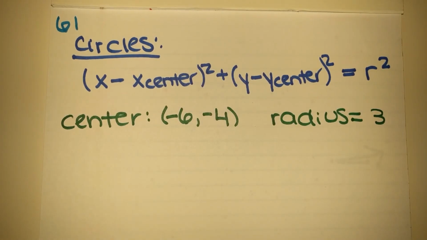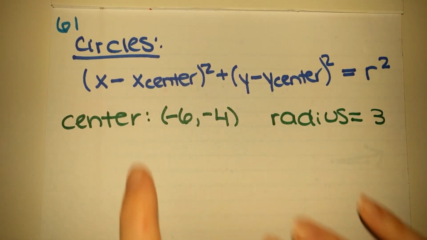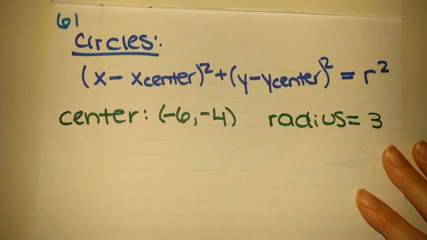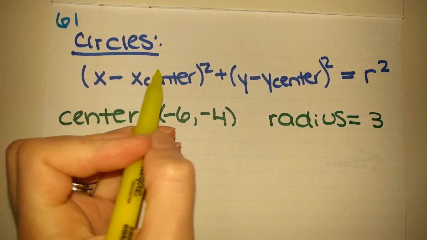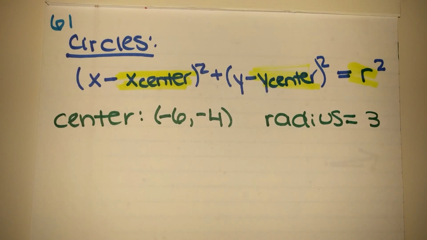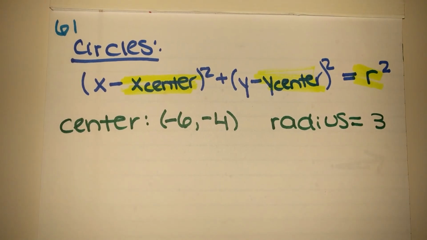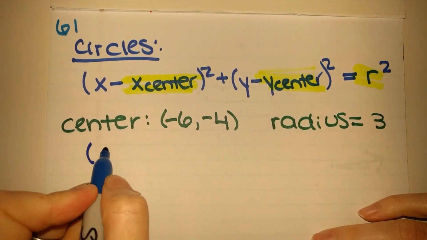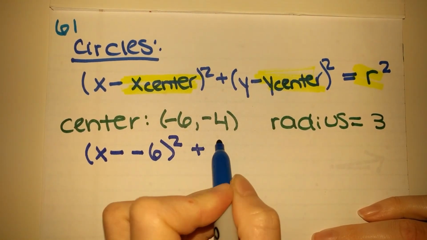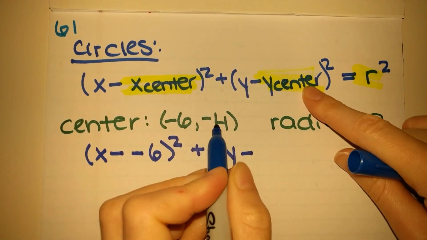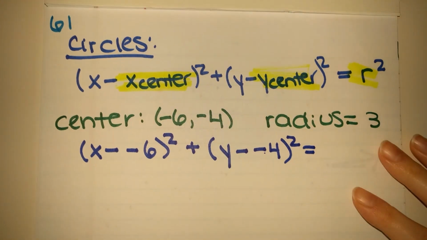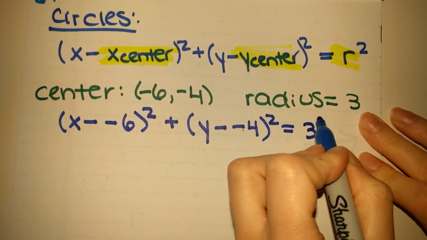All right, so for circles, you need to remember a formula: (x minus x center) squared plus (y minus y center) squared is equal to the radius squared. So it's a matter of just remembering that formula, unfortunately, and then plugging in the appropriate numbers. So we have x minus our x center, which is -6, squared, plus y minus the y center, which is -4, squared, equals, and then the radius is 3, so we're going to have 3 squared.